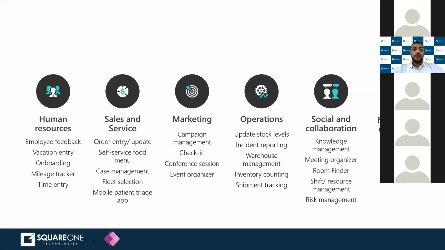Now, these are the types of applications that I can use in my organization's departments. For the human resources department, I can build an application to get employee feedback, vacation entry, onboarding, etc. For sales, we can create case management and other items. For marketing, you can create your campaign management, etc. And there are other departments that you can support using Power Apps, like the operations department, the finance department, and others.